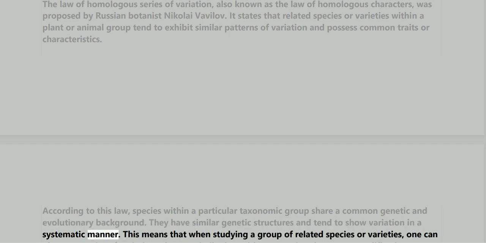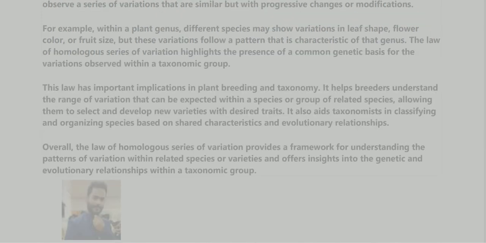This means that when studying a group of related species or varieties, one can observe a series of variations that are similar but with progressive changes or modifications. For example, within a plant genus, different species may show variations in leaf shape, flower color, or fruit size, but these variations follow a pattern that is characteristic of that genus.